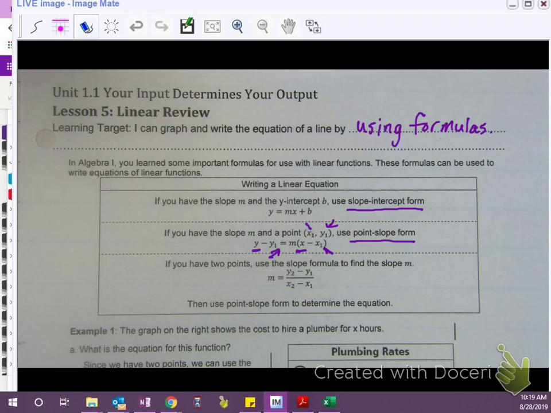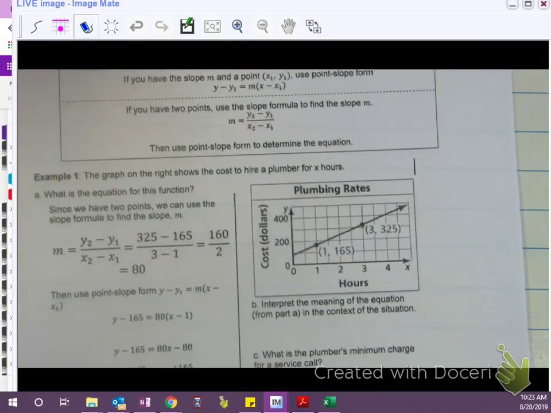And then finally, you may be given 2 points, in which case you use the slope formula. I'm going to keep telling you this: this is delta y over delta x. Delta is a math symbol that we use to mean change. The change in y over the change in x gives you the slope. So it's just another way for you to think about it, to help your brain store it somewhere that's easy to get to. So those are things from Algebra 1. We're reviewing the formulas. So now we're going to look at an example.